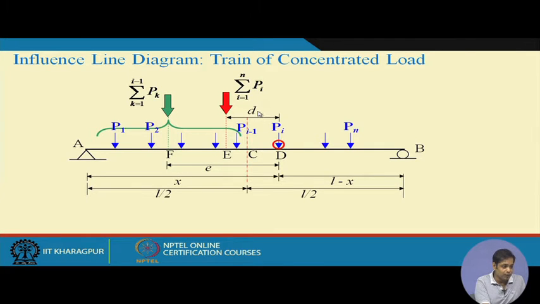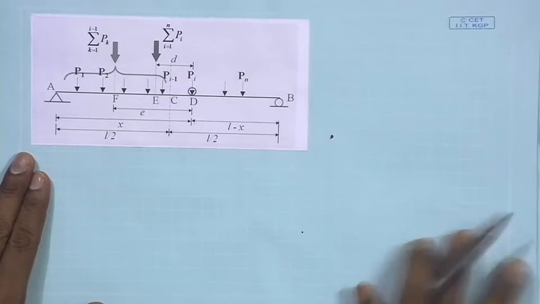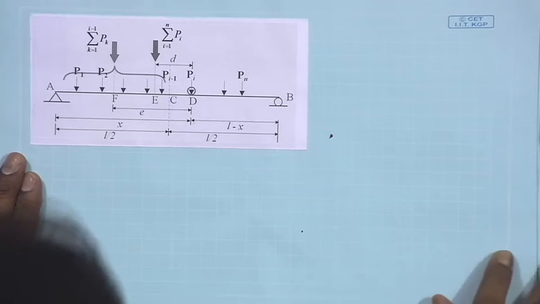So, capital D is the distance from D of the resultant of the entire load, and small e is the distance of the resultant of the loads which are on the left side of capital D. Okay. Now, let us see what is the critical position. This is the same figure we just discussed.